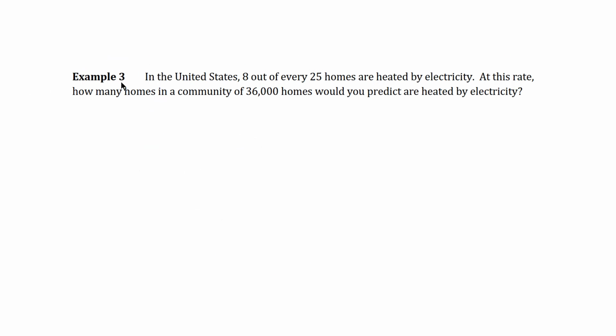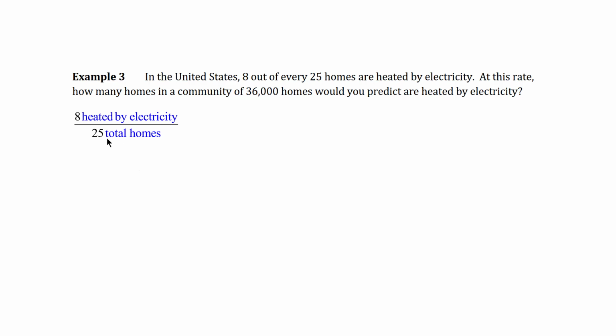For example number 3, in the United States, 8 out of every 25 homes are heated by electricity. At this rate, how many homes in a community of 36,000 homes would you predict are heated by electricity? First, we start off with the rate, which is 8 over 25. This means that 8 homes are heated by electricity out of a total 25 homes.